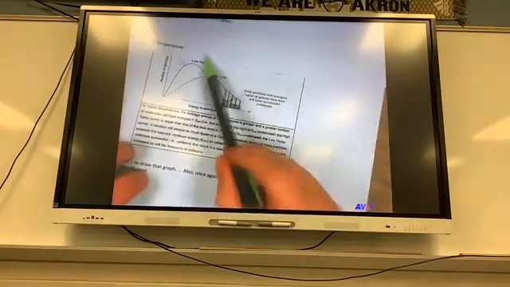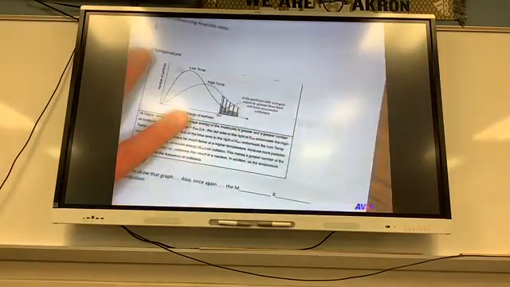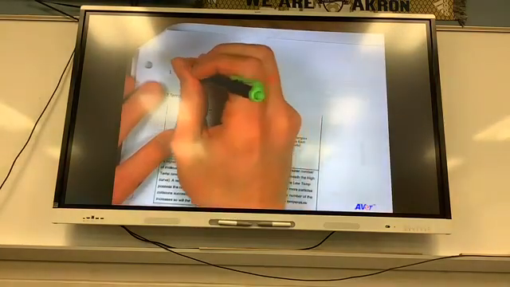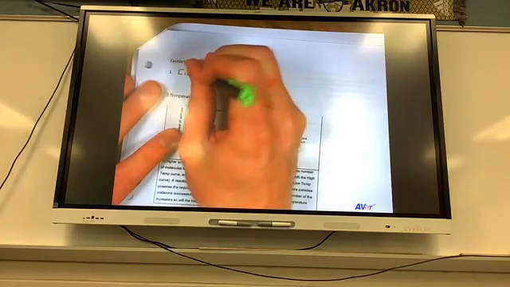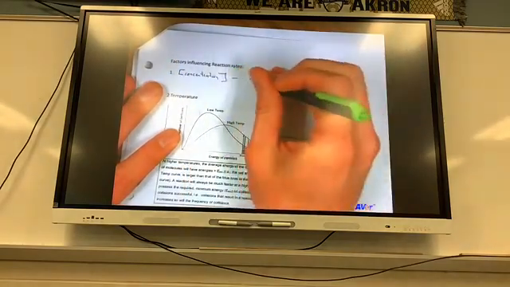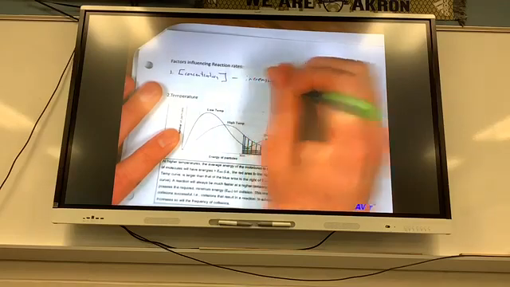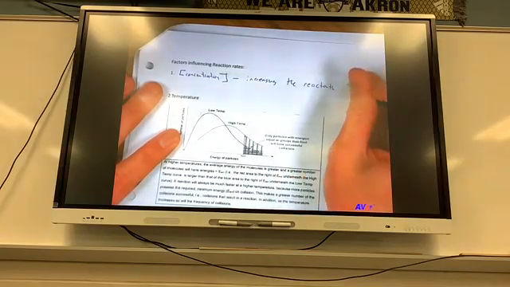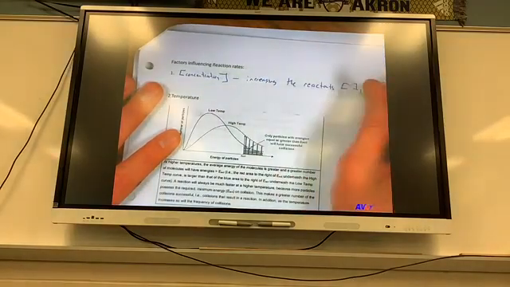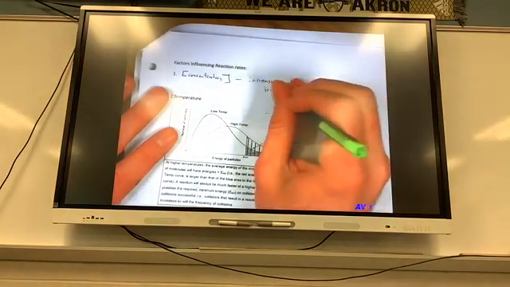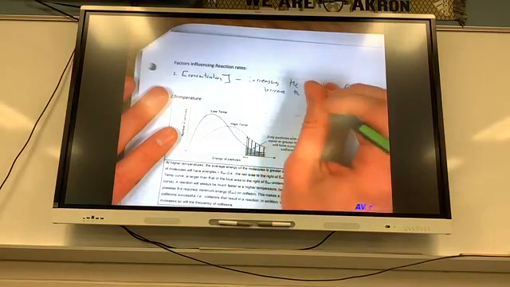So, factors influencing reaction rates. The first one we just talked about was concentration. This is the first way I can increase my reaction rate, because increasing the reactants' concentration will increase collisions, increase the frequency of collisions. Someone's got to keep track of the time because I have no idea when this is over.